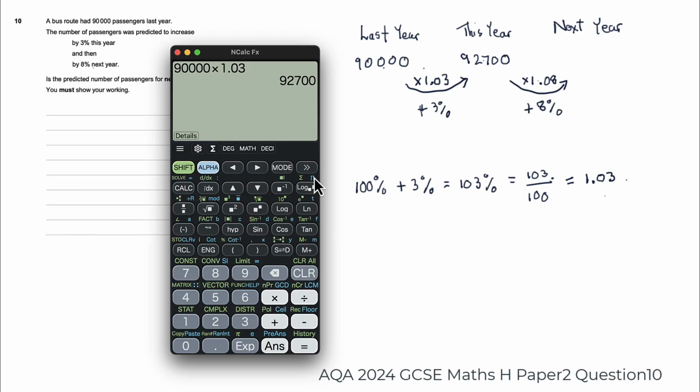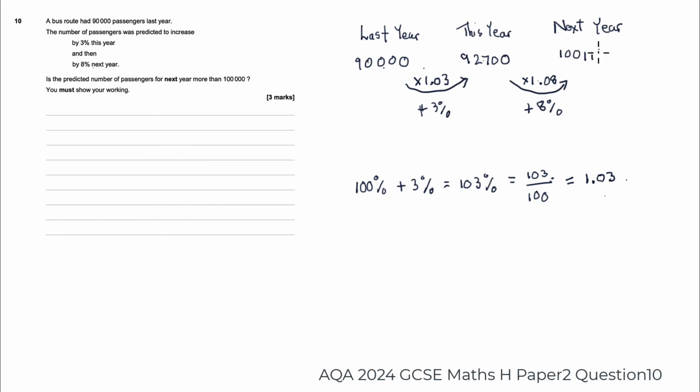Now next year we take this figure, so I use the ANS button, this figure, and we multiply it this time by 1.08. And that gives us 100,116. So, yes, the predicted number of passengers is more than 100,000. Yes, since 100,116 is greater than 100,000.